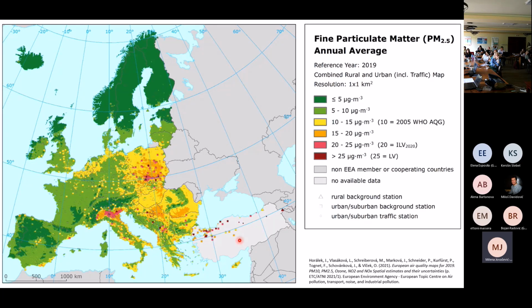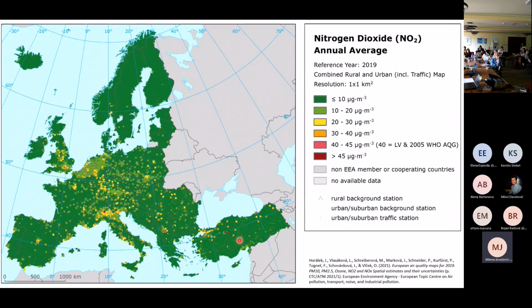This is also PM 2.5. But for example, for NO2, we use satellite data. We use TROPOMI NO2 data on an operational level. This shows a nice improvement of the accuracy of these maps.